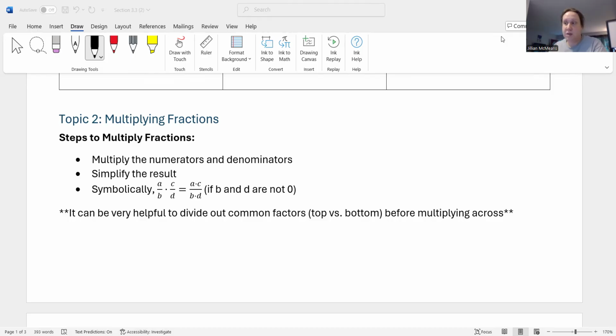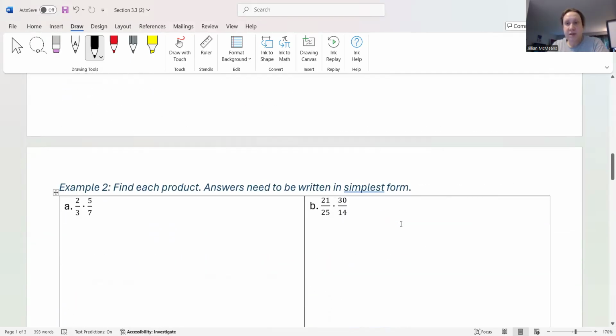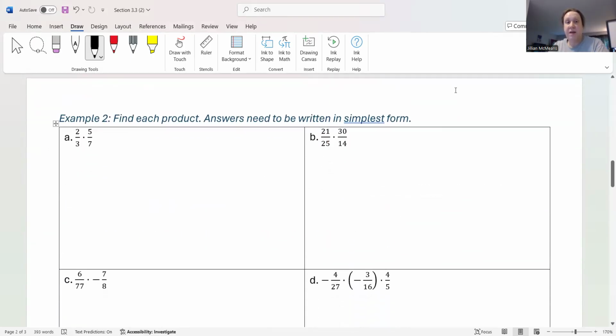It just makes it a lot easier because, again, simplifying fractions where the numerator and denominator are really large can be somewhat difficult. So that's kind of what I'm telling you right here: it can be very helpful to divide out common factors, top versus bottom, before multiplying across. Okay, so let's get to it. Example two here says find each product. Answers need to be written in simplest form. That just means you want to make sure your final answer is always reduced.